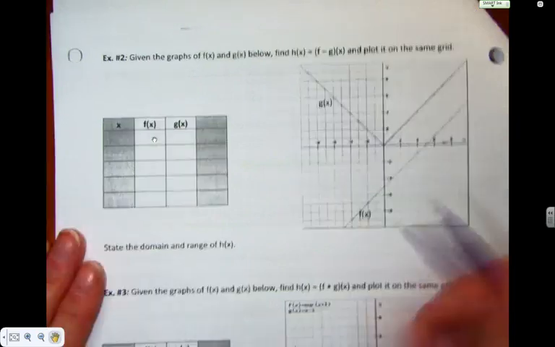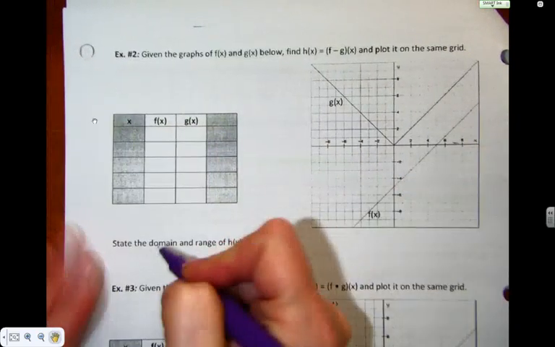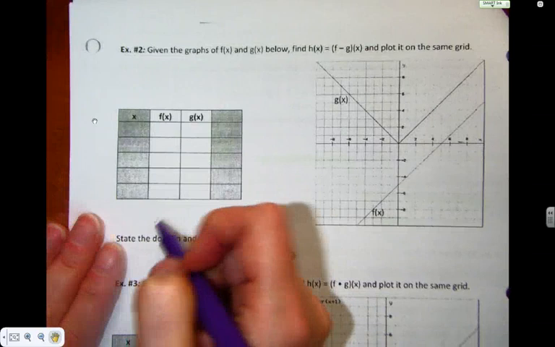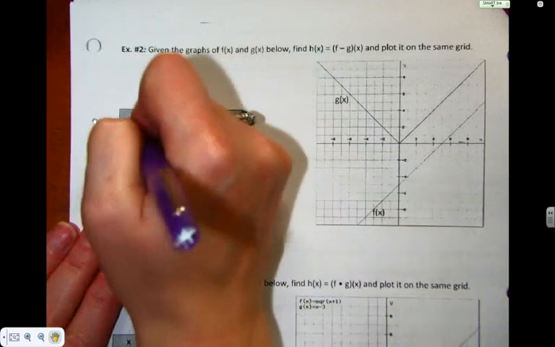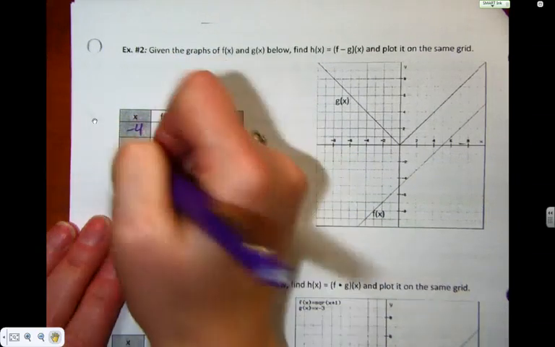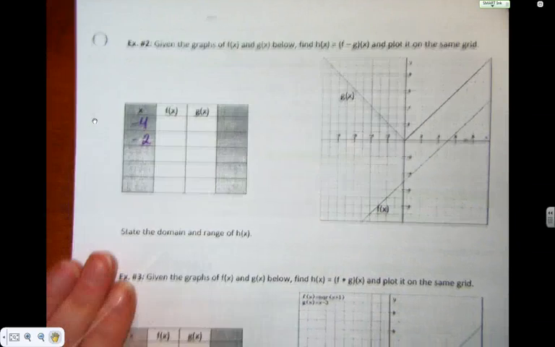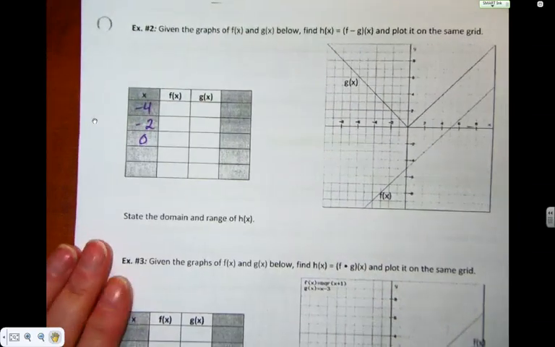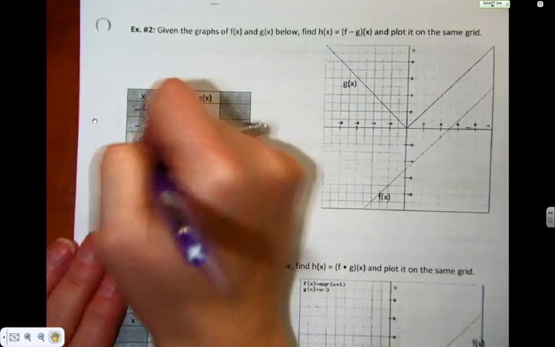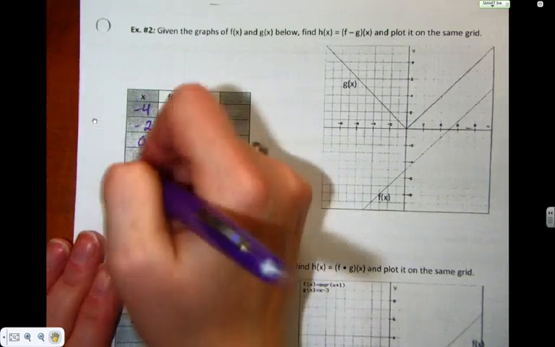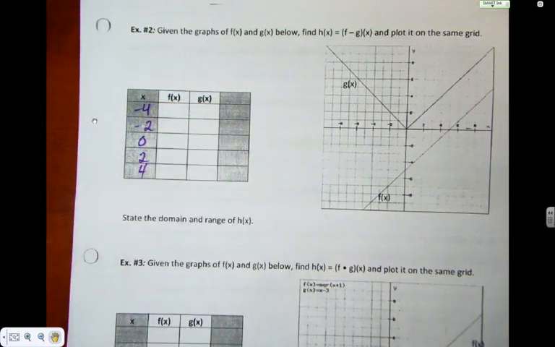Pick some values. Let's go from left to right this time, just makes me happier. So pick something on the left. Negative 4, pick another one on the left. Negative 2, we typically like to pick 0. Pick something on the right. And another point on the right. That was very symmetric, I enjoyed that.